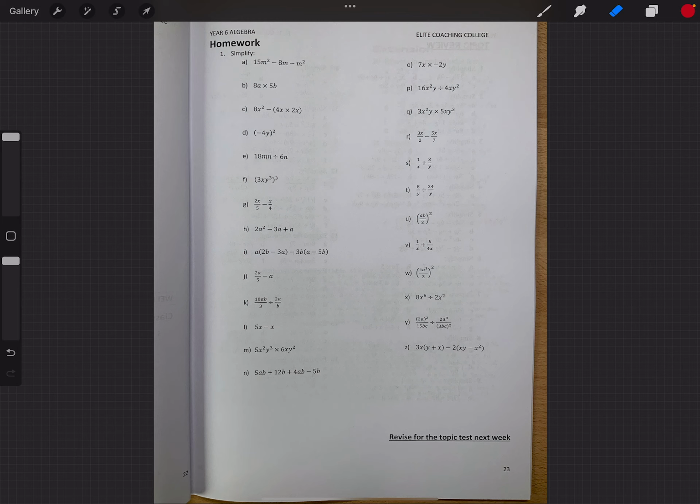Alright, question I. Now we have to expand this, okay? This is the distributive law. So I just expand this one. This will be a times 2b will be 2ab. And then a times minus 3a will be minus 3a squared. Well, actually, you know what? I'll put it down here.